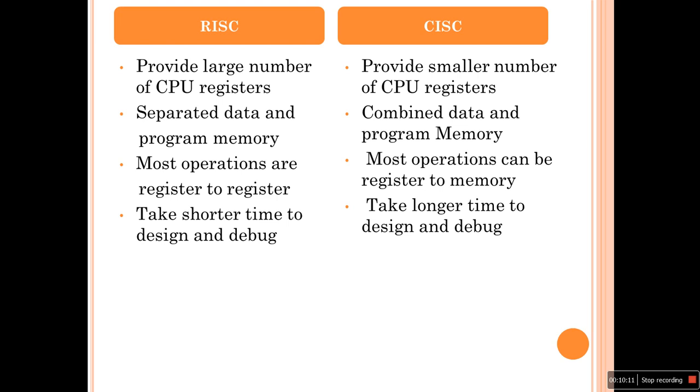RISC provides a large number of CPU registers. We have in RISC separate data and program memory. In CISC we have combined data and program memory. Most operations are register to register, whereas in CISC most operations can be register to memory. RISC takes shorter time to design and debug, whereas in CISC we have longer time to design and debug.